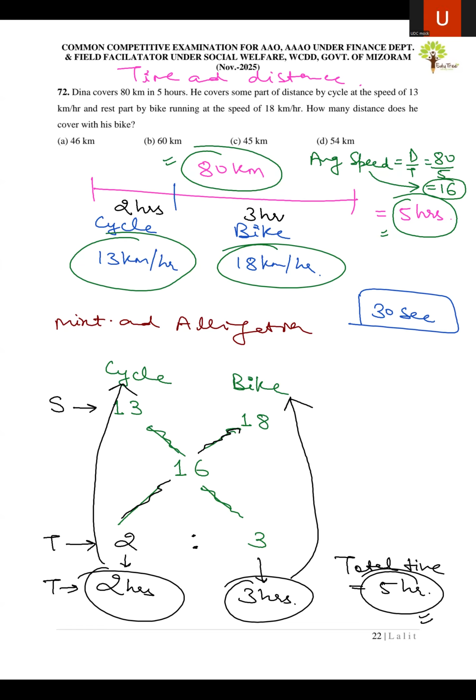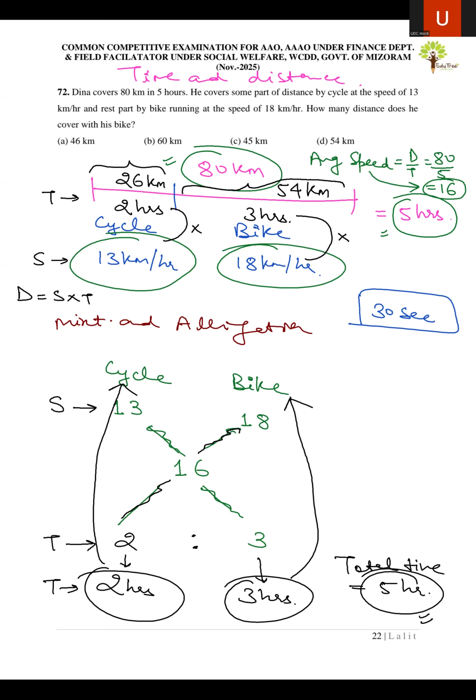Now we have distance. Sorry, we have time. We have speed. We have time. We can easily find the distance. Distance equals speed multiply time. All right. So speed multiply time, how much do we get? Distance is speed multiply time. 13 times 2 is 26. 26 kilometers. That means he travels 26 kilometers on cycle and he travels 54 kilometers on bike.